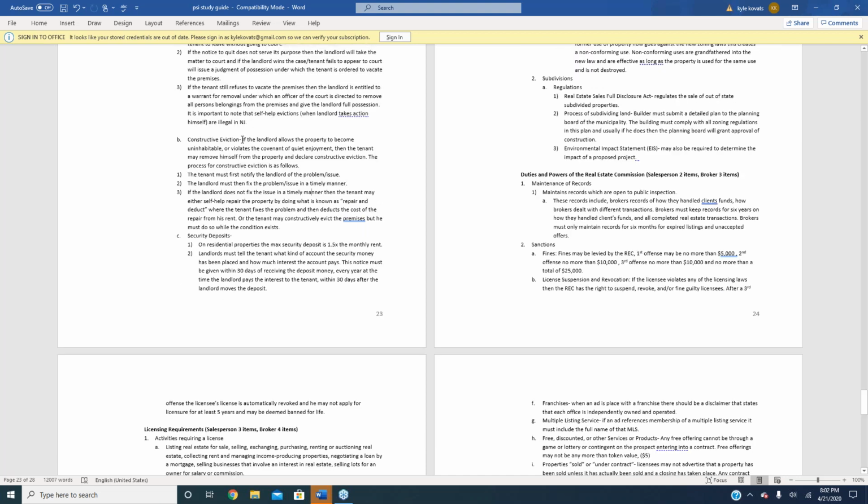Constructive eviction is when the landlord left the property in such a horrible shape that the tenant just wants out. They want to break their lease early. And we call that constructive eviction. Also a 3-step process. Number 1, you have to notify the landlord of the issue.